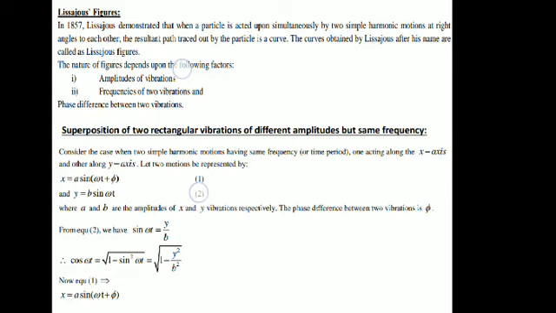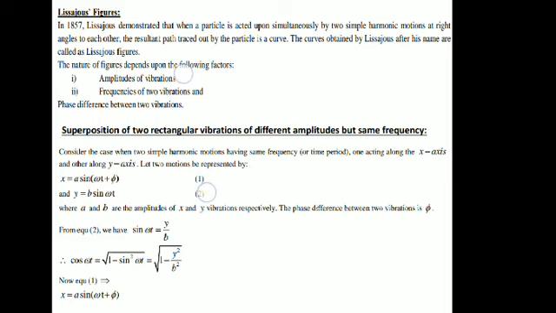Here we are having two simple harmonic wave motions and they are traveling at a right angle to each other. They are not traveling parallel to each other. When such waves arrive at a point simultaneously, what will be the resultant displacement of that particle?